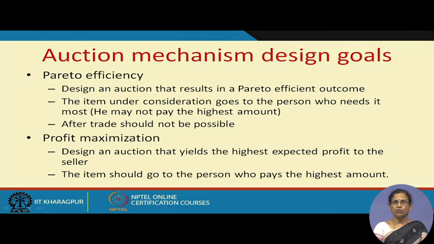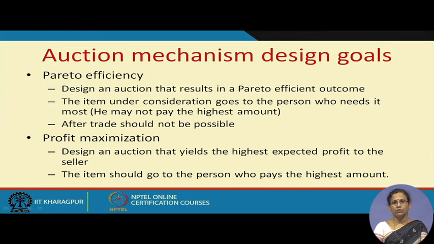By Pareto efficient outcome we mean, after the transaction is over, in this case the auction. Pareto efficiency is not a property of auctions only; it can be a property of any economic transaction. Any economic transaction is Pareto efficient if after the transaction is over, no further trade is possible in the market. Which means the item has to go to the person who needs it most.